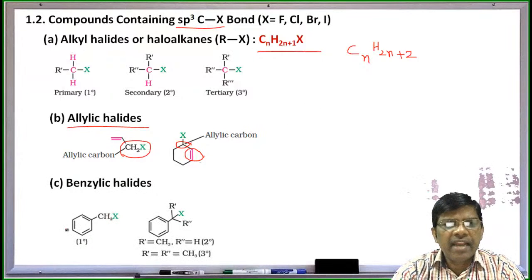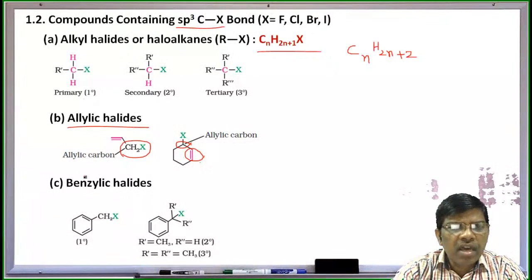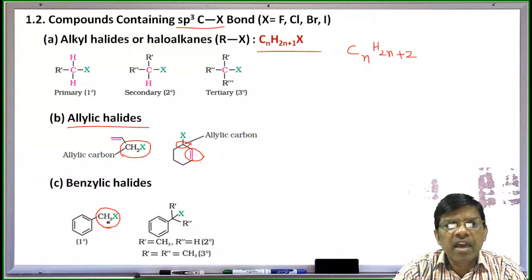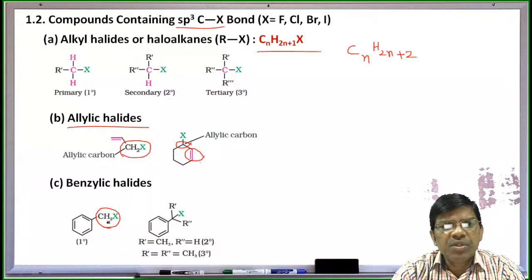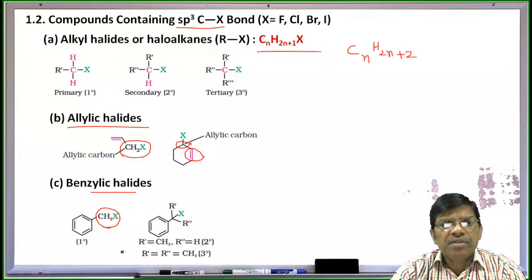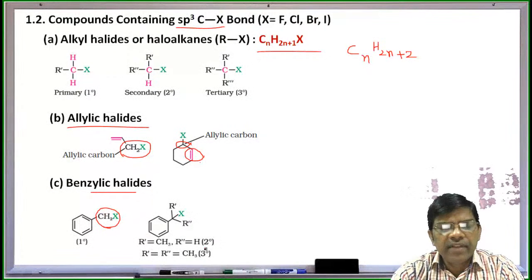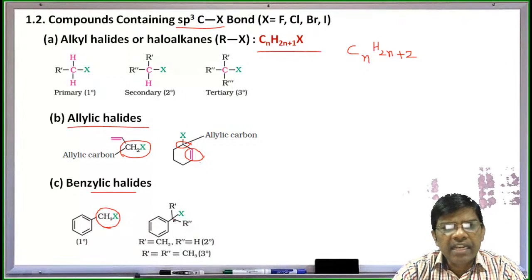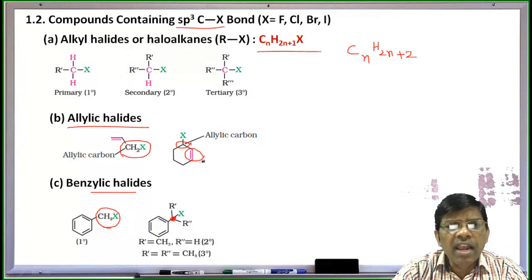Now benzylic halides are the compounds with halogen attached to the benzylic position. The carbon directly attached to the benzene ring is known as the benzylic carbon. If the halide is attached to this benzylic carbon, it is known as a benzylic halide. If it is primary, then primary benzylic halide; if secondary, secondary benzylic halide; tertiary, tertiary benzylic halide. With respect to synthesis and chemical properties, it is very similar to the allylic carbon.